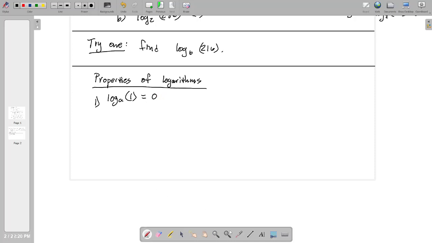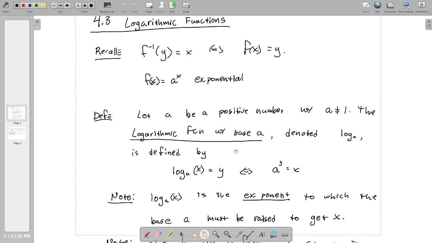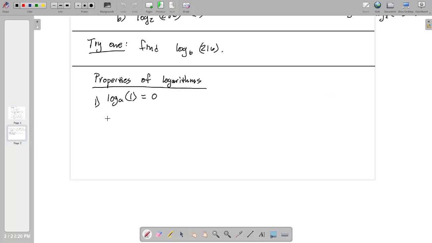Now, again, we're assuming that a is a positive base and a is not equal to 1 for these properties, just like we assumed that here. This exact same assumption applies. Let a be a positive number where a is not equal to 1. 2. Log base a of a is equal to 1. This should also be intuitive. What power do I need to apply to a in order to get a to the first power?